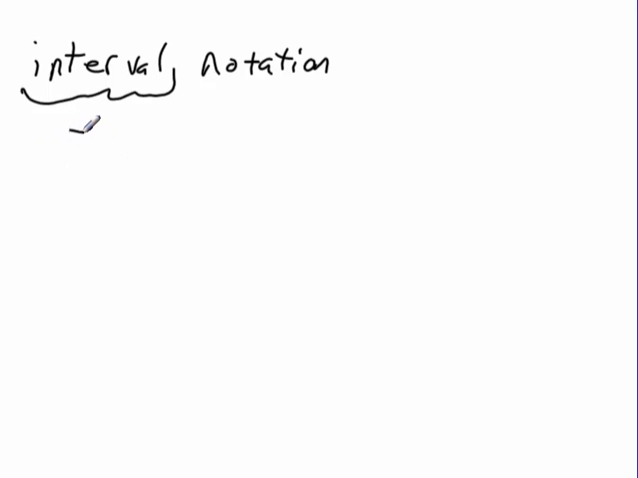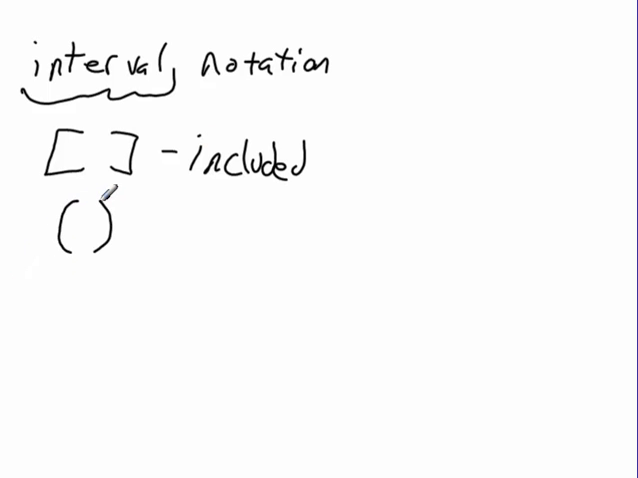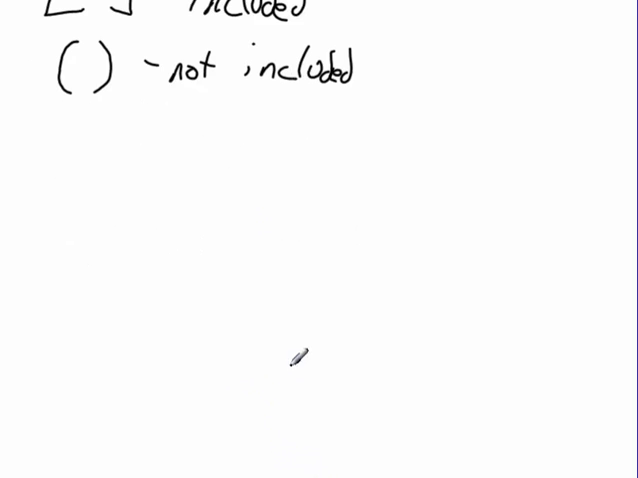One of those rules is that we can use brackets, and this tells us that it's included. Or we could use parentheses, and parentheses tells us that it's not included. Okay, well, what do you really mean by that? Well, let's take a look at a number line for a second.